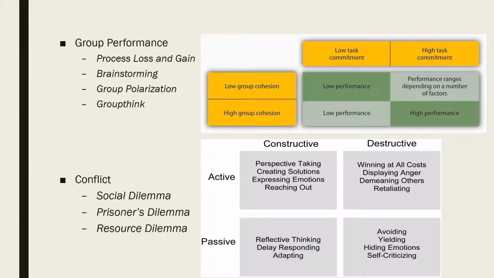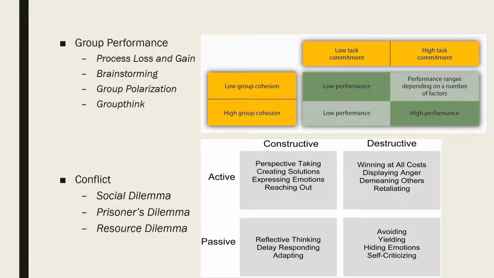On this slide, we will look at group performance and conflict. To the right, I've provided some great graphics for better understanding of group performance and conflict within groups. Group performance includes key features such as process loss and gain, brainstorming, group polarization, and groupthink. Process loss is the reduction in group performance due to obstacles created by group processes. And process gain is the increase in group performance so that the group outperforms individuals who make up the group.